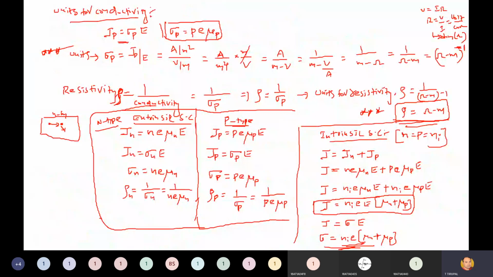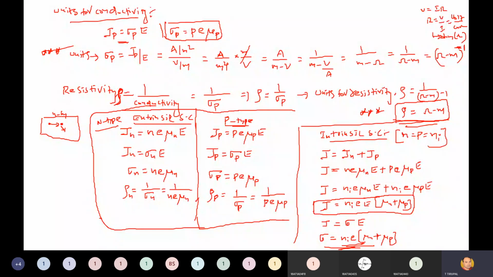And if it is an intrinsic semiconductor, both electrons and holes are present, so current is due to both electrons and holes. And that too, a very small minority current flows in an intrinsic semiconductor, which we can neglect. But current density J is equal to Jn plus Jp. So if you apply it, you will get J is equal to Ni e E into mu n plus mu p, or sigma is equal to Ni e into mu n plus mu p, right?